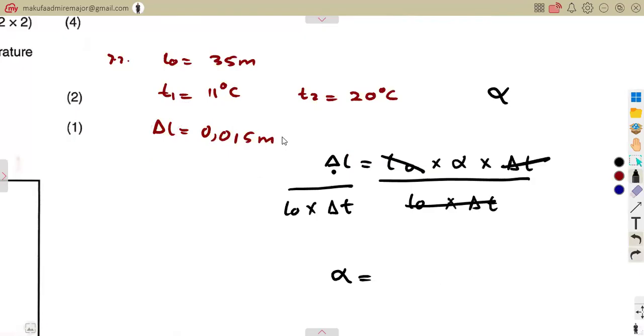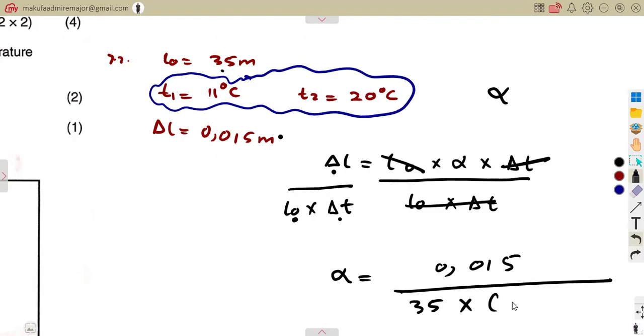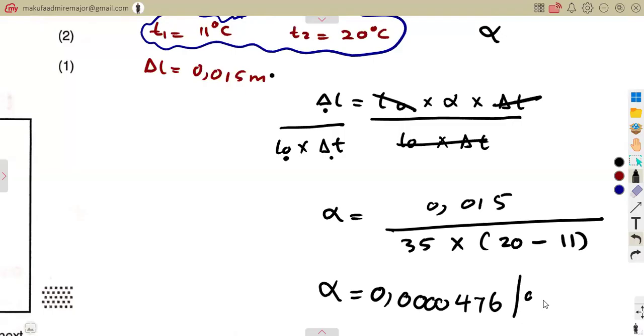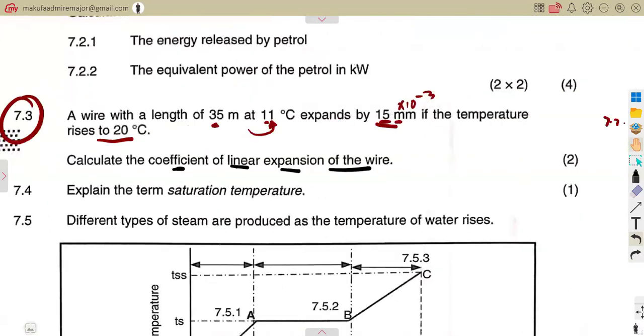In this case, the change in length, you have it 0.015 meters over the original length, 35, times the change in temperature. Remember the change in temperature is T2 minus T1. So we are going to subtract T2 minus T1. That is going to give us the linear coefficient of expansion of 0.0000 like that, 476, something like that, per degree Celsius. So that's it. You can even leave your answer like that, guys, for 2 marks.